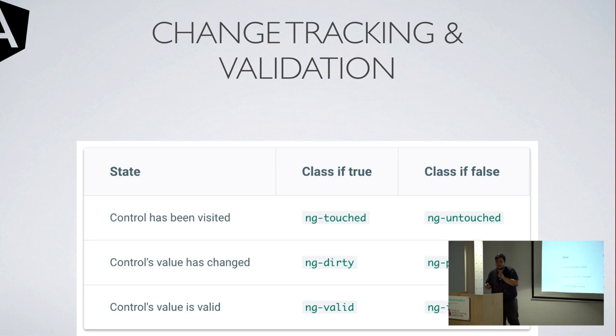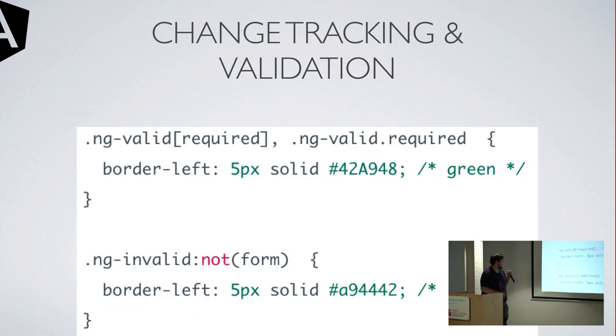And for each of those questions, the CSS class on the element changes. And that means you can use CSS classes in your CSS to display some sort of visual indicator to your user that something changed. Just for example, for invalid fields, I'm putting a red border on the left of the field. And if it's valid, I'm putting a green border. So the user has an indication of valid or not.